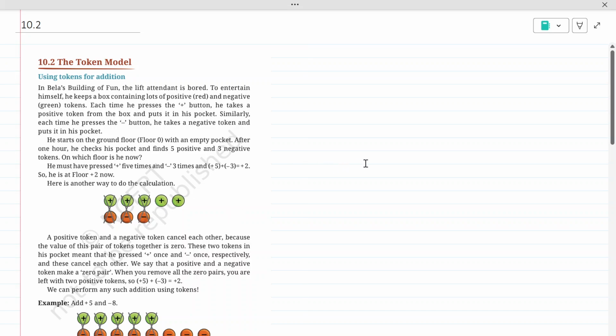We will assume that from the ground floor, that is the 0th floor, he collected 5 green coins. He took the green coins and put them in his pocket. So he has 5 plus coins, that means he has reached the 5th floor. And from the 5th floor, now he is coming down because he has minus coins also. He has minus 3 coins, 3 red coins. And now we want to know on which floor he currently is.